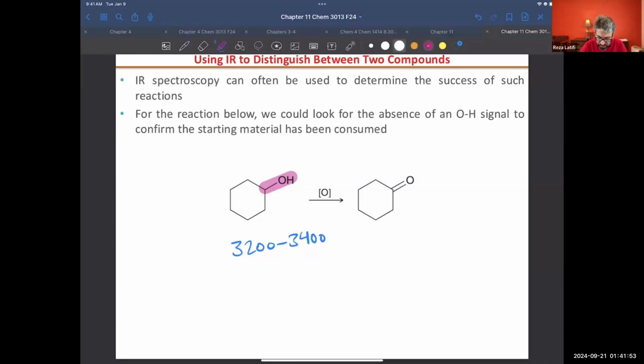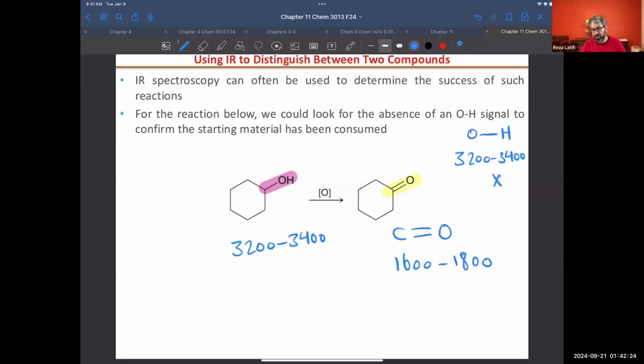And the OH, we oxidize the molecule and we turn it into a carbonyl group. And now we're not going to see a peak around 3200 to 3400. That OH signal will be gone. But instead we will get this CO stretch between 1600 and 1800. And if you follow this peak and see that the signal is getting stronger and stronger, that means you are forming that ketone compound. So that's the way we technically use IR for the purpose of kinetics. And thank you very much.